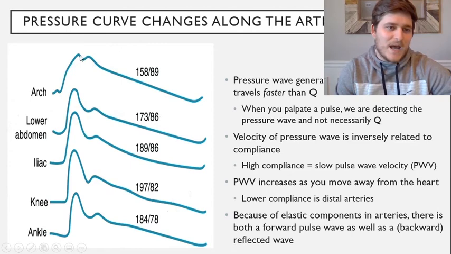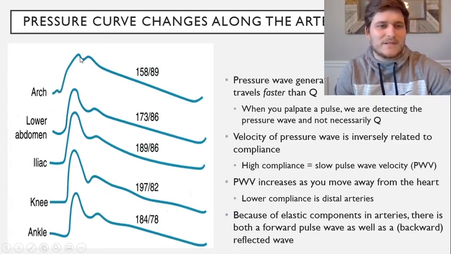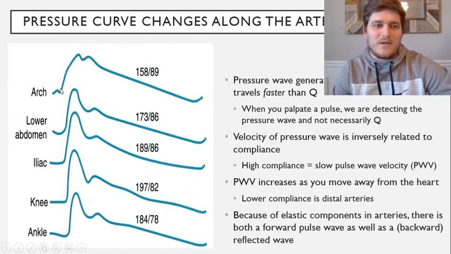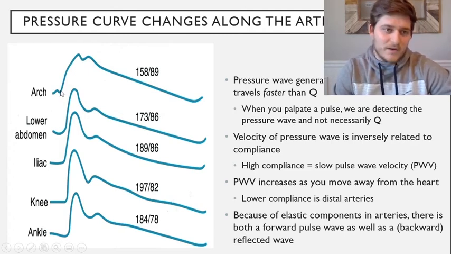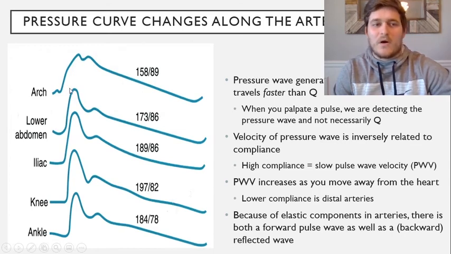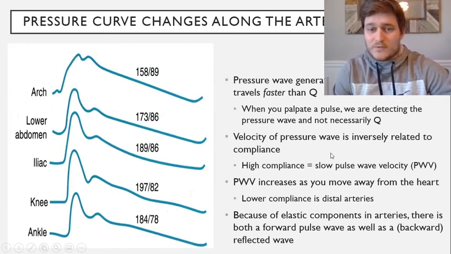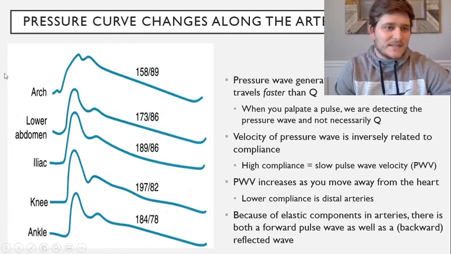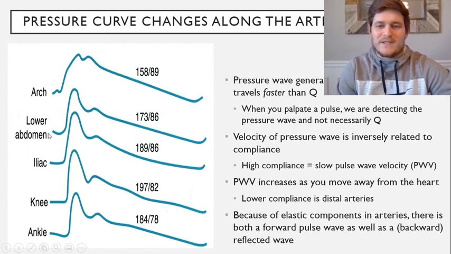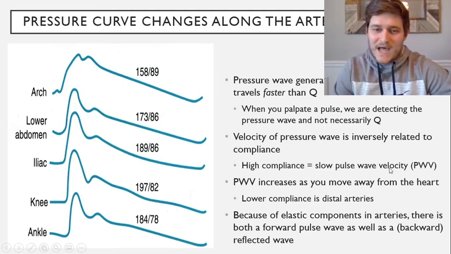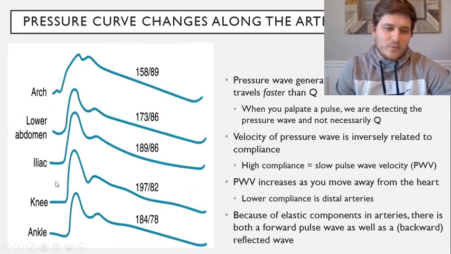And if you take the bottom of the wave and the top of the wave, it takes relatively longer for the aortic arch here to have its peak in that pressure. And so that shows that there is a higher compliance in the aortic arch compared to the distal arteries. And again, we could see that by an increase in pulse wave velocity as you move further away from the heart.